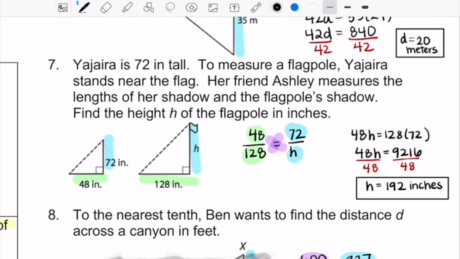All right, same thing on this one as before. Yahida is 72 inches tall. We're going to set up and solve a proportion to figure out the height of the flagpole. So same thing, green over green equals blue over blue. So 48 over 128 equals 72 over h. And then multiply those cross products together, divide. And for this one, you get that the flagpole is 192 inches tall.